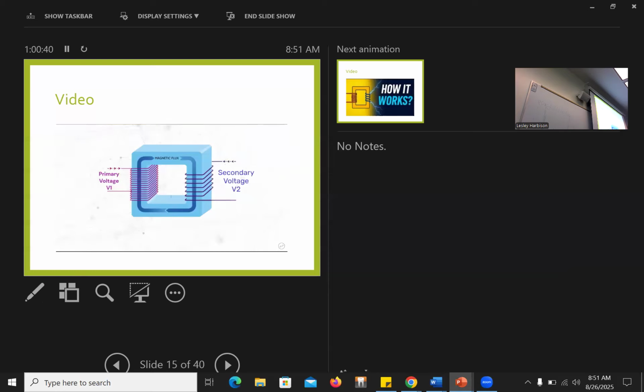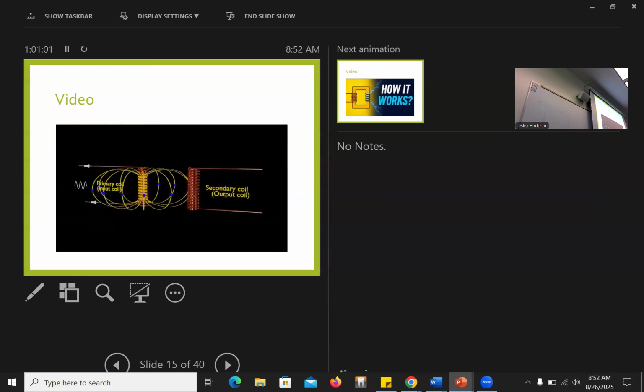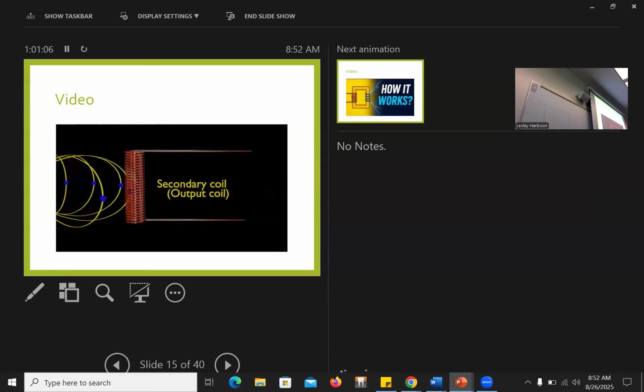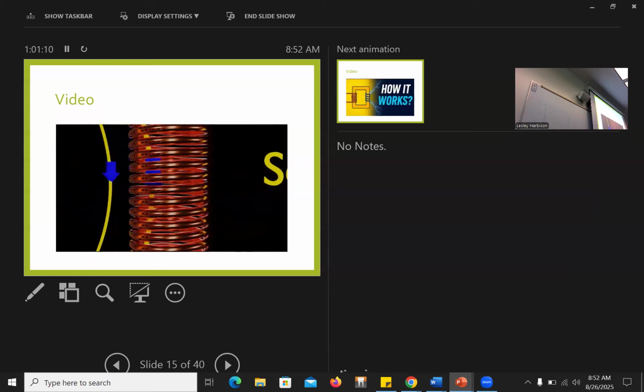First, let's lay the foundation by understanding what a transformer is. At its core, a transformer is an electrical device that transfers energy from one circuit to another through electromagnetic induction. It's like magic. Check out this simplified diagram. When alternating current, AC, flows through the primary coil, it creates a magnetic field. This magnetic field then induces a voltage in the secondary coil, thanks to electromagnetic induction.